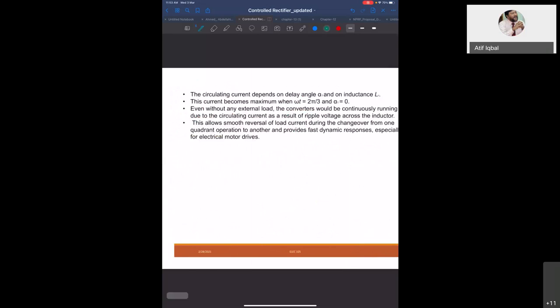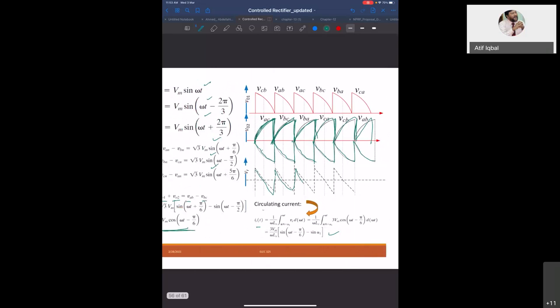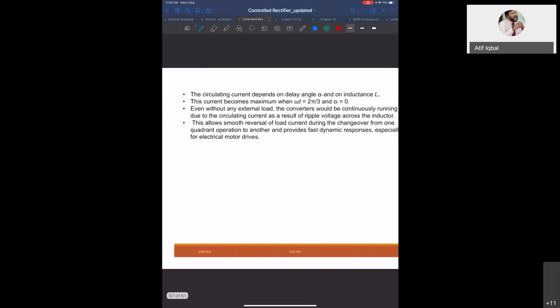The circulating current depends upon alpha, it depends upon the angle, and depends upon the inductance. The current becomes maximum when omega t is equal to 2 pi by 3 at alpha equal to 1. Even without any external load, the converter would be continuously running due to the circulating current as a result of ripple voltage across the inductor. This allows the smooth reversal of the load current during the changeover from one quadrant operation to another, and it provides fast dynamic responses, especially to electrical motor drive systems.